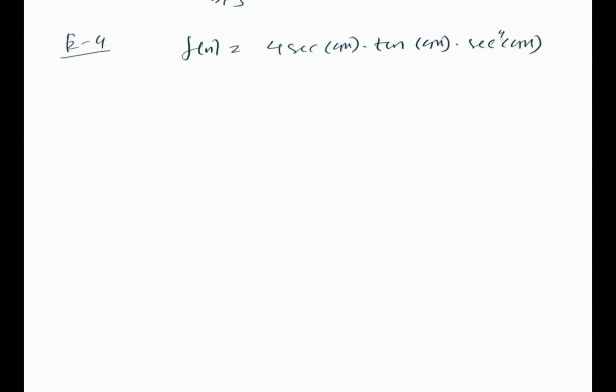Example 4. So for example 4, we have a function f of x equal to 4 sec of 4x times tan of 4x times (sec of 4x) all to the power 4. Okay, so the integral of this function, 4 sec of 4x times tan of 4x times (sec of 4x) all to the power 4 dx.